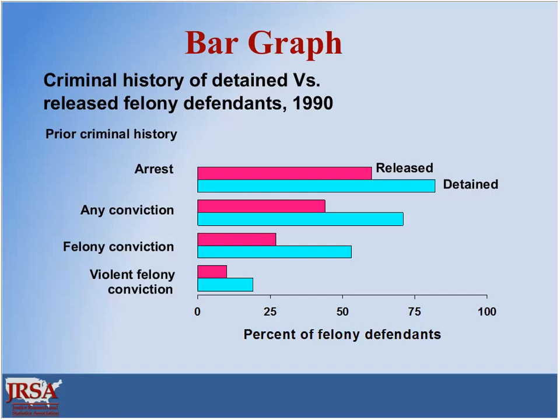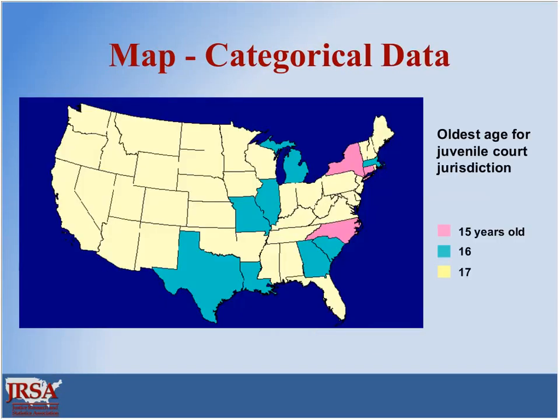The other thing I just want to mention is that in Excel, a vertical bar chart is called a column chart, while a horizontal chart is called a bar chart. And I don't know why, but there you go. That's your tip for the day from JRSA.